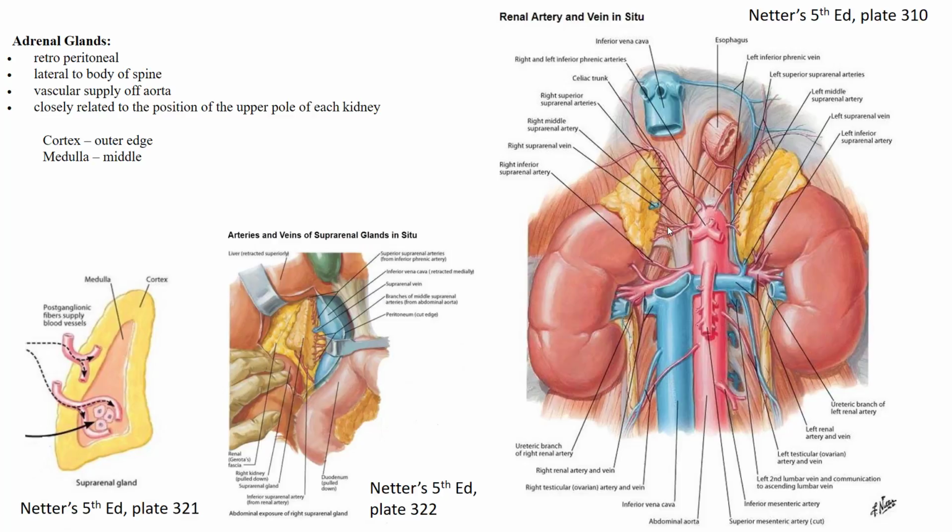They are lateral to the body of the spine, and they sit on the upper pole of each kidney. Again, the left kidney and adrenal gland sit superior to the right because of the liver that sits up here and takes up a little bit more room in this portion of the body, the upper right quadrant, and so that right kidney is a little bit lower than the left.